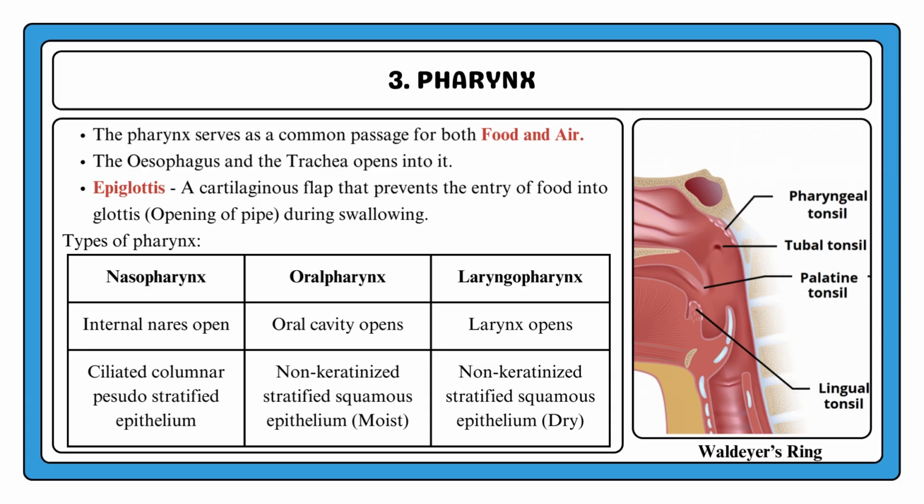There are 3 types of pharynx based on the location of the opening. First type is the nasopharynx. It is a ciliated columnar pseudostratified epithelium where the internal nares open. Second type is the oropharynx. It is a non-keratinized stratified squamous epithelium, moist, where the oral cavity opens. The third type is the laryngopharynx. It is also a non-keratinized stratified squamous epithelium but dry, where the larynx opens. The picture shows Waldeyer's ring, which explains the 4 types of tonsils present in the pharynx, namely, pharyngeal tonsil, tubal tonsil, palatine tonsil and lingual tonsil.